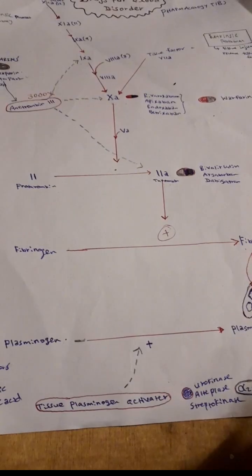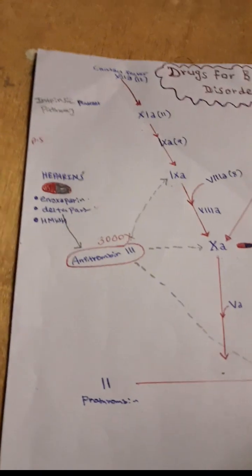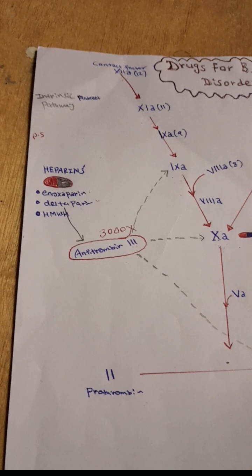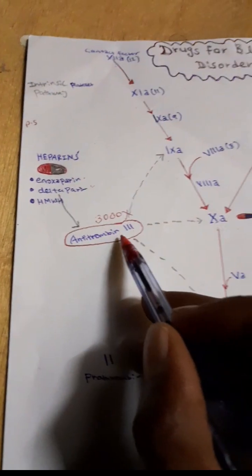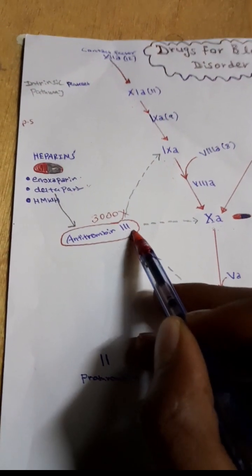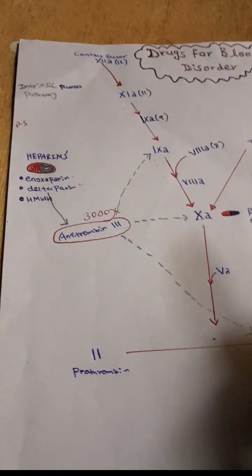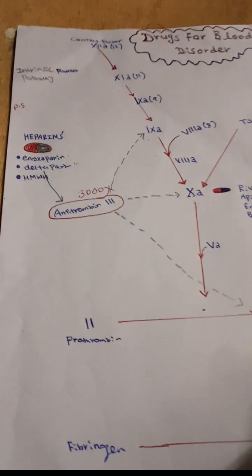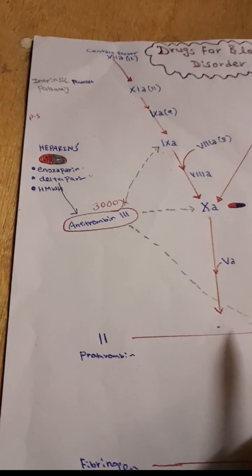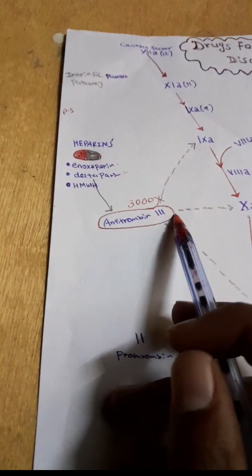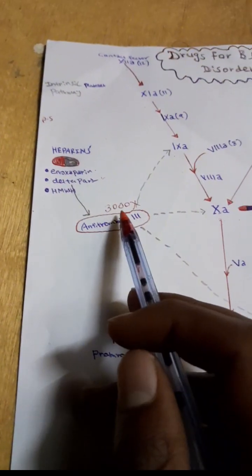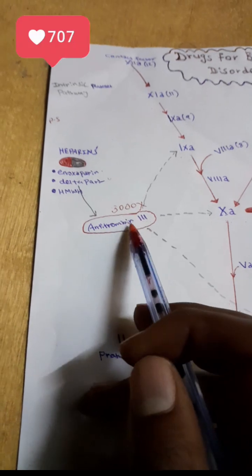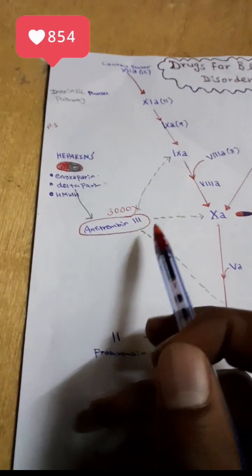When you see the different medications that target different places, first let's see heparin. Heparin is an anticoagulant medication. Its target is antithrombin 3. Antithrombin 3 is an endogenous chemical that normally inhibits different factors, like factor 2, factor 10, and also factor 9. When heparin binds to antithrombin, it increases its activity by 3000 fold. So by increasing its inhibition, it helps us for anticoagulant purposes.